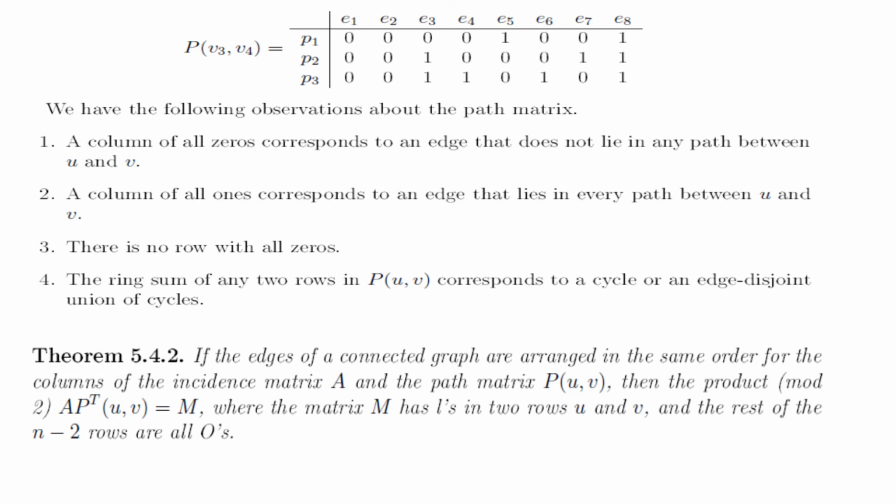Next theorem: if the edges of a connected graph are arranged in the same order for the columns of the incidence matrix A and the path matrix P of UV, then the product modulo 2, A into P transpose of UV, is equal to M, where the matrix M has ones in the two rows U and V and the rest of the n minus 2 rows are all zeros.